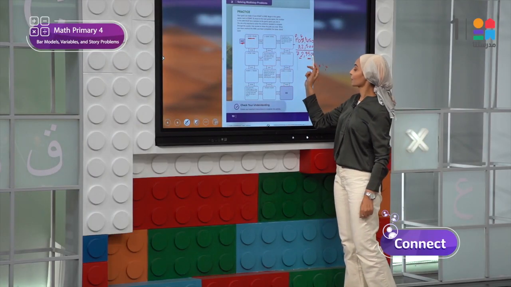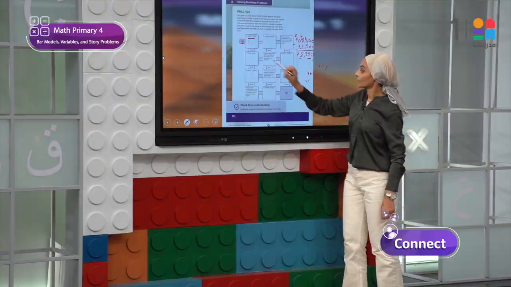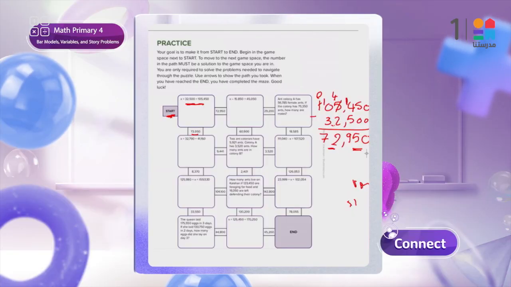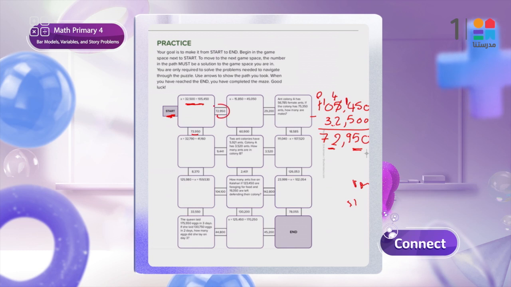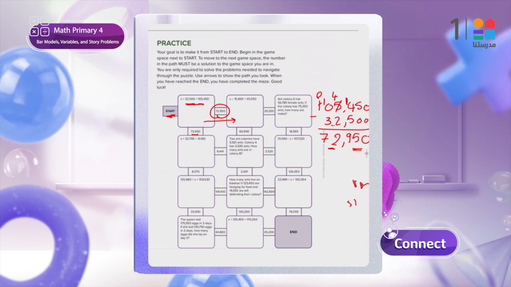Now let's see in the game where is 72,950. Is it this number or this number? Yes, of course. So this is the right answer. So I will move in this way. Let's complete the game. Let's solve the second one.